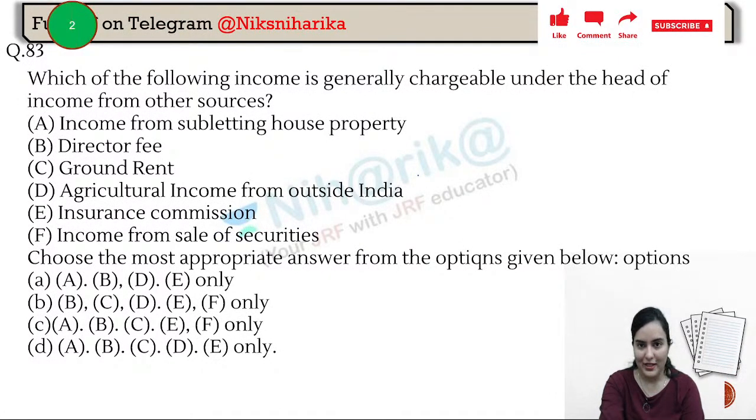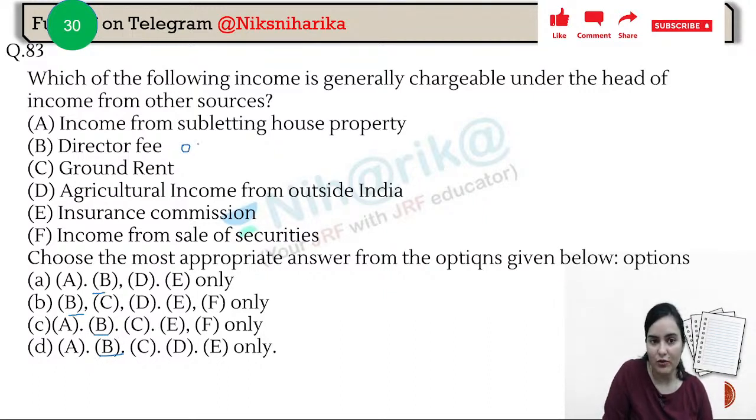Next question: which of the following income is generally chargeable under the head of income from other sources? This is a little bit tricky question. You have to select any 5 options and exclude one option. I was thinking director fees comes in salary. That's right. But since director fees is given in all the options, I cannot exclude it. So that means I have to consider this in income from other sources.